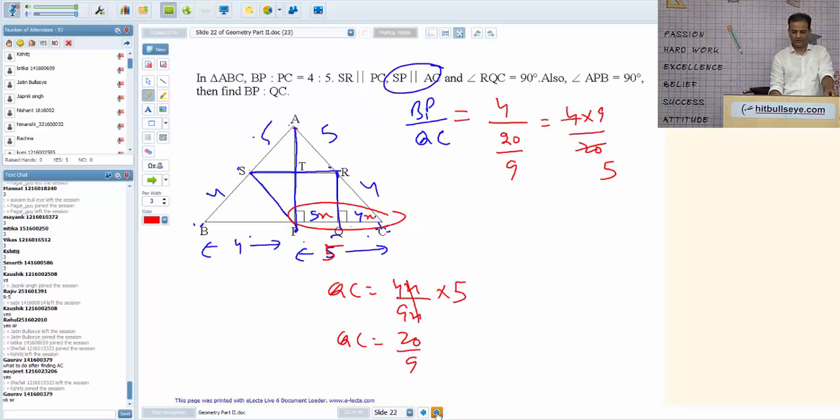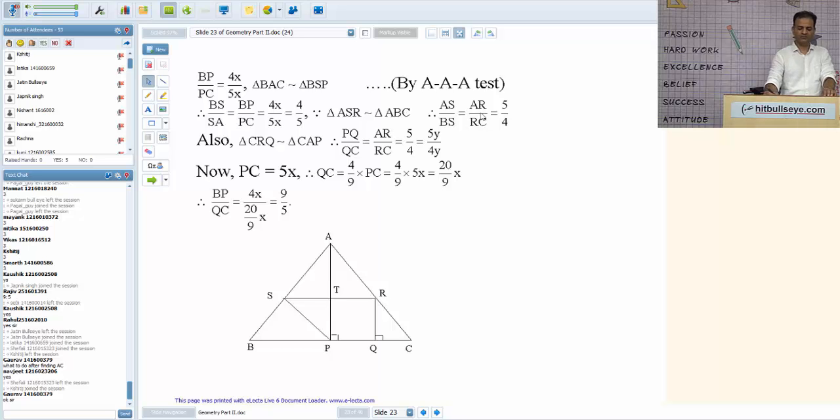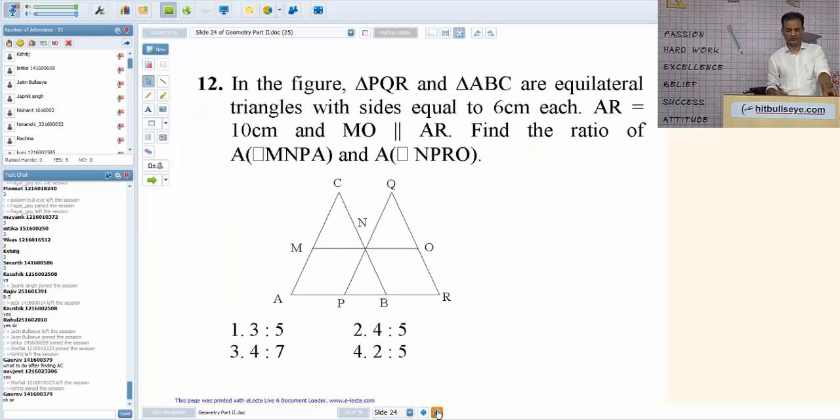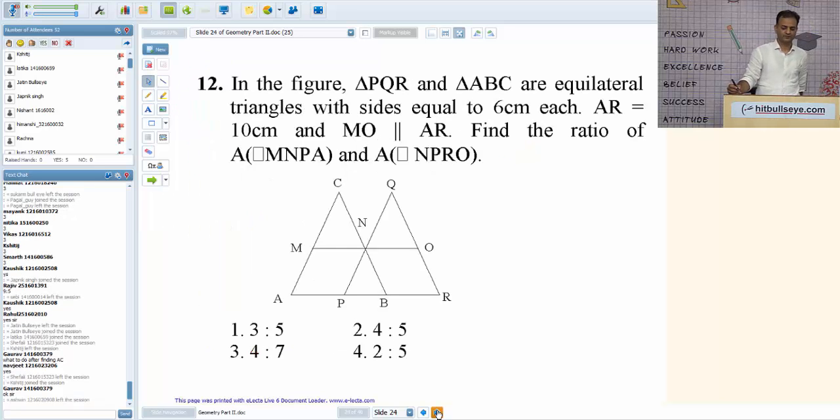Again, a detailed explanation is given at the end. You can see it if you want to see the full explanation. Those who want to read, just go through. But there's no need to write all these things in an exam. Straightaway you can write it on the diagram itself, on the triangle itself. Clear? Now next question.